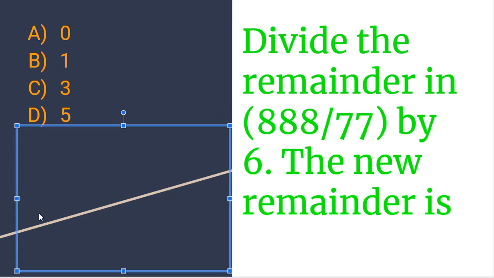Our next question is, divide the remainder in 888 divided by 77 by 6, then the new remainder will be. So now what we have is 888 divided by 77 will get you 11 remainder 41. And then what we have to do next is divide 41 by 6, and we will get 6 remainder 5, and so our new remainder will be 5, which is D.